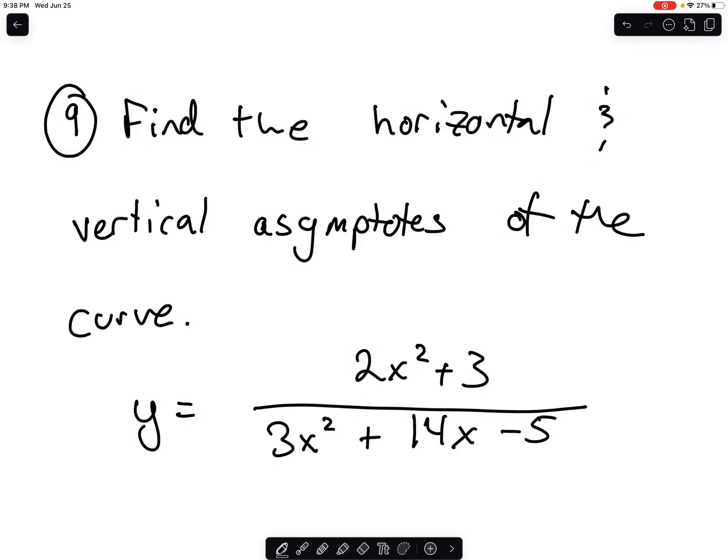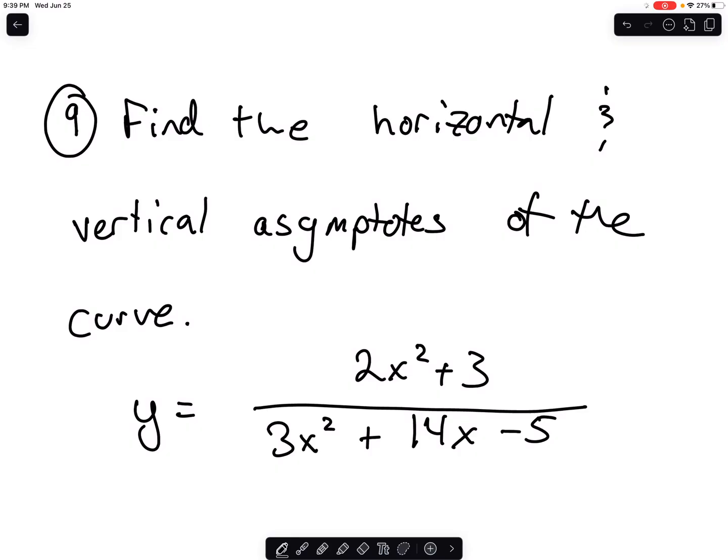An asymptote is, for instance, a vertical asymptote is like a dashed vertical line that the graph gets infinitesimally close to, but with vertical asymptotes, we don't actually touch it, right? When you look at the graph, it's going to look like it touches the line, but if you zoom in, there's always going to be space between our graph and that vertical line. So vertical asymptotes, we get infinitesimally close to it, but we never touch it.